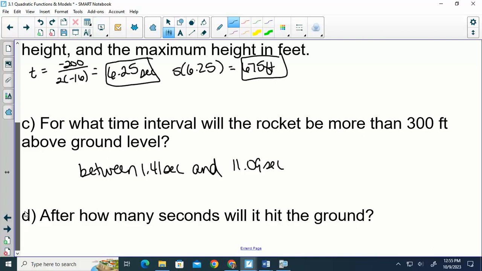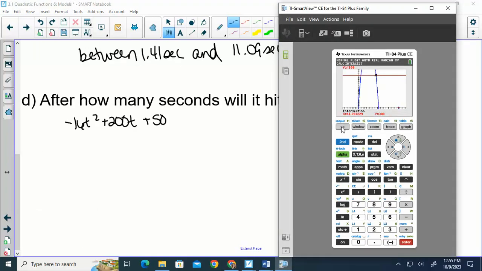And then when does it hit the ground? So you have two options. We just need to know when this height is equal to 0. So you can solve it by hand or on the calculator by just changing your y2 to a 0. Look at the graph. So we're finding those. We need the second one. So second, trace, intersect, enter, enter, and then that guess. So it's about 12.75 seconds.